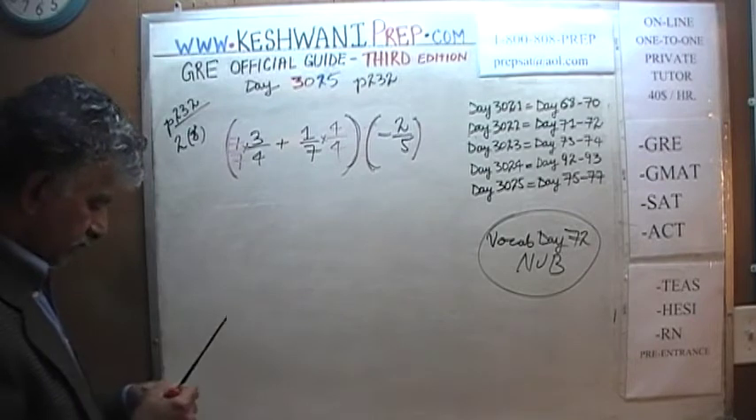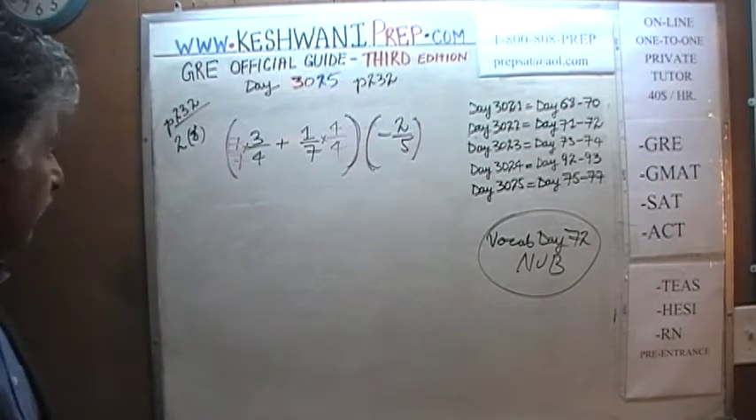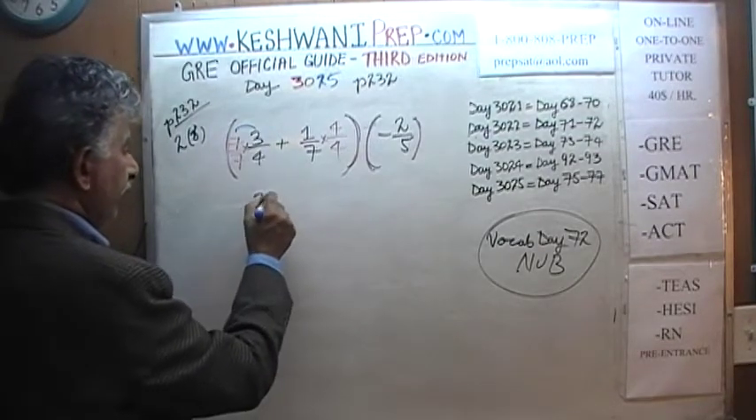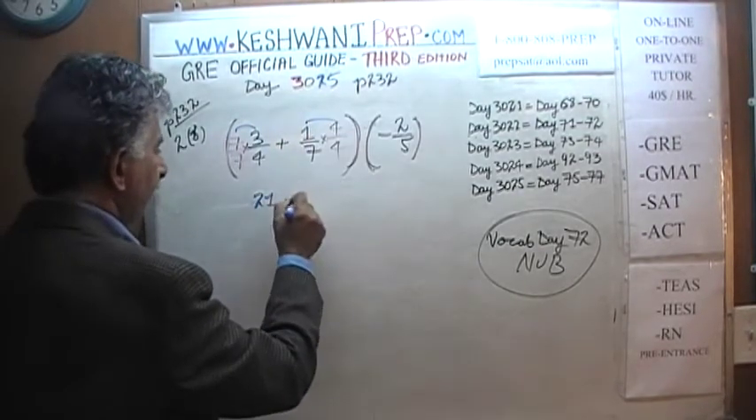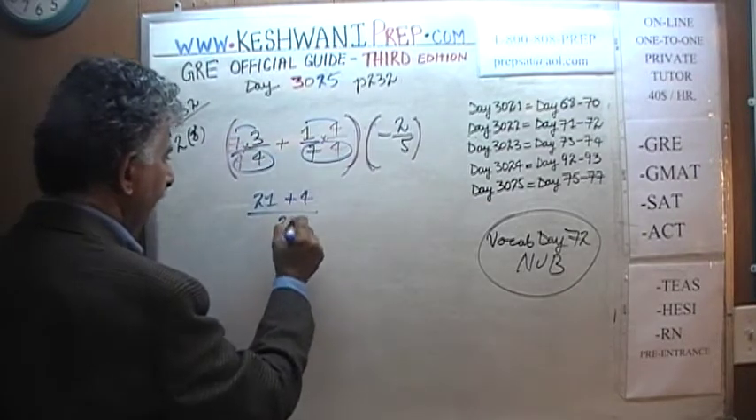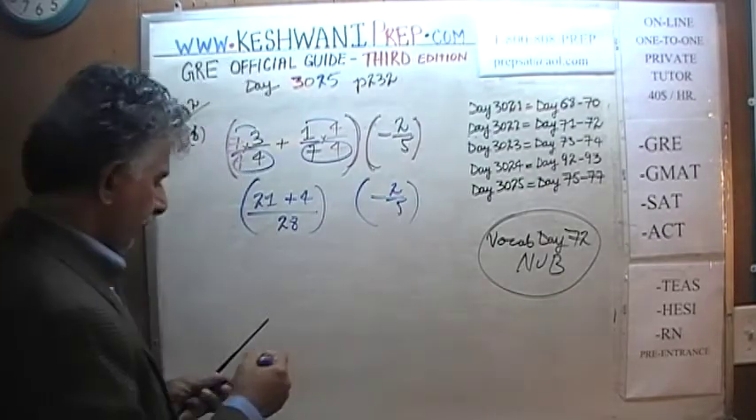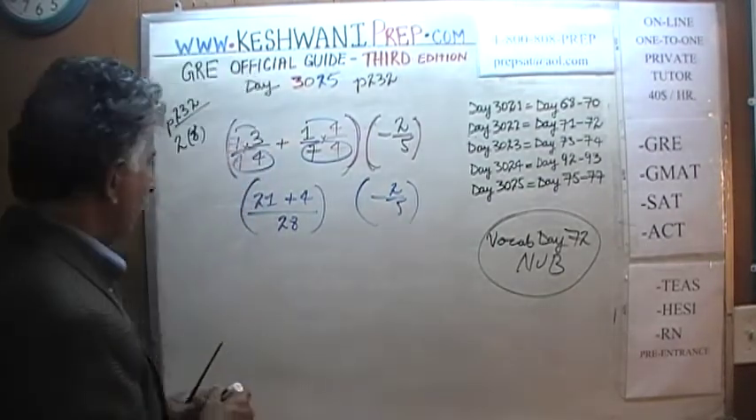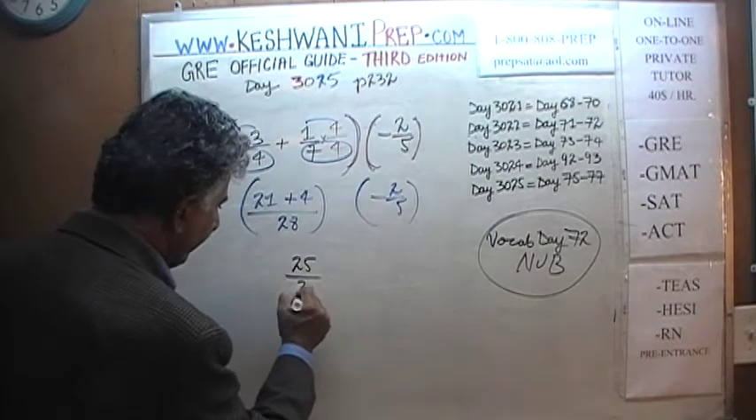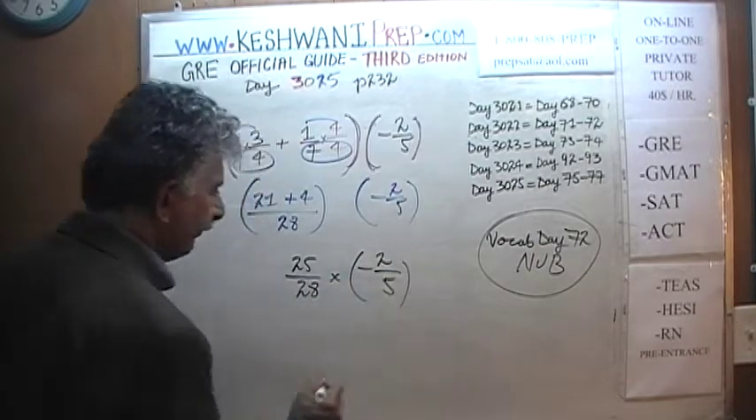and we are done. My red marker is dying. I should not pick it up, but anyway. So here we get 7 times 3 is 21, and here we get 1 times 4 is 4, and the common denominator is 28, you see? And this is going to stay the way it is. 21 plus 4 is 25. 25 over 28 times a negative 2 over 5.